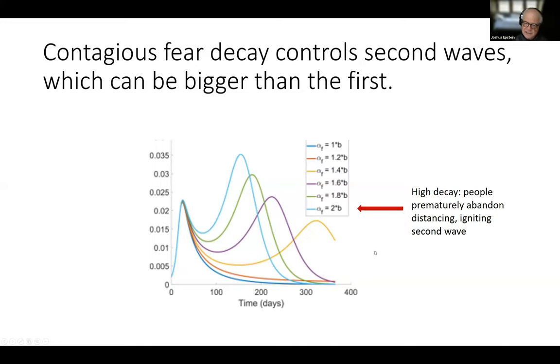And the model is very nice in that it has a classical fear decay based on the neuroscience of fear, but also a contagious fear decay because you're bumping into people who are no longer afraid. So it can amplify the decay of fear and produce these very interesting waves, including second waves that are bigger than the first ones.